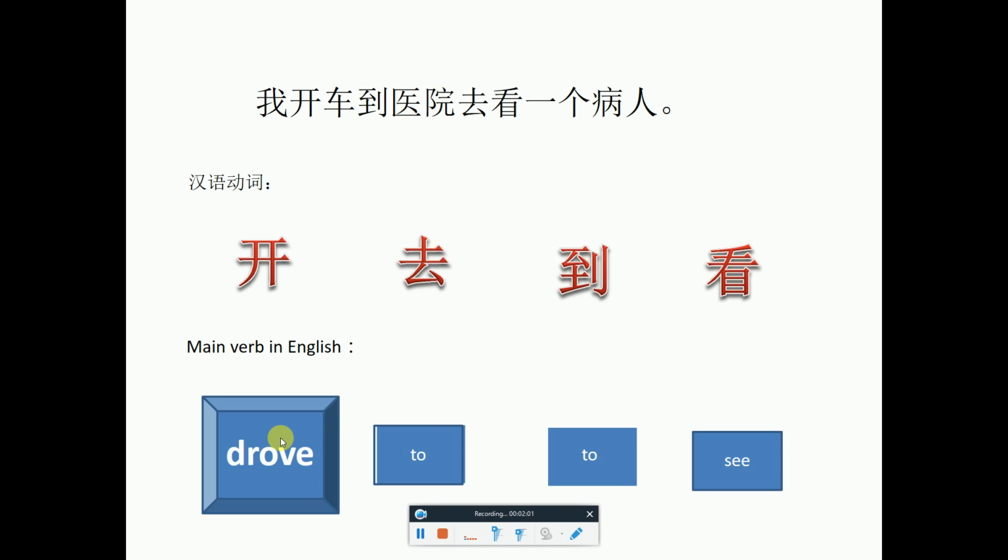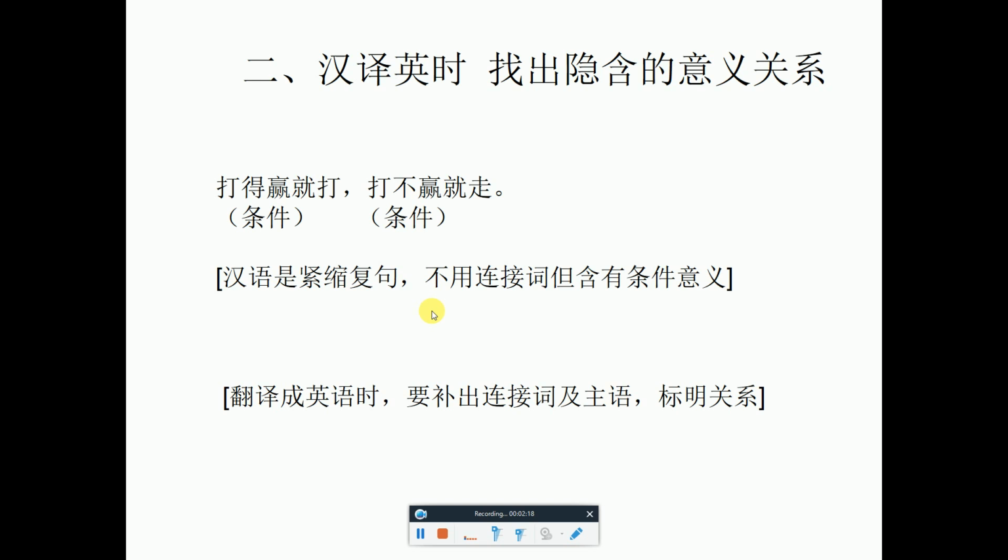So you see, that's the difference between English and Chinese, and the most important step when we do Chinese-English translation is that we need to focalize the main verb. The second step, or the second aspect of focalization, is to find the implicit relationships in a Chinese sentence.